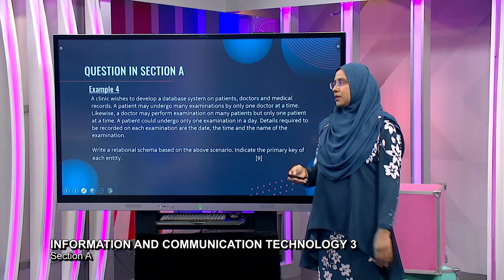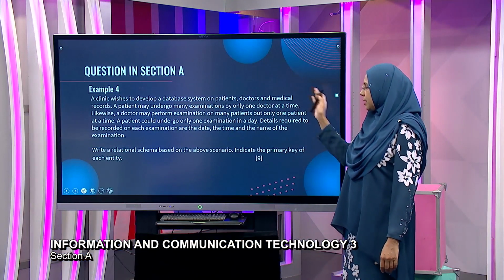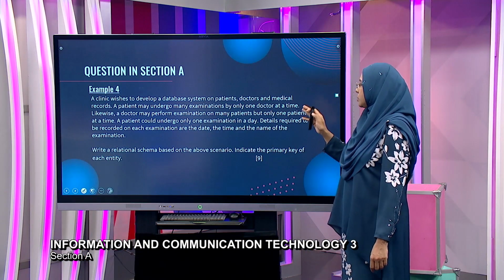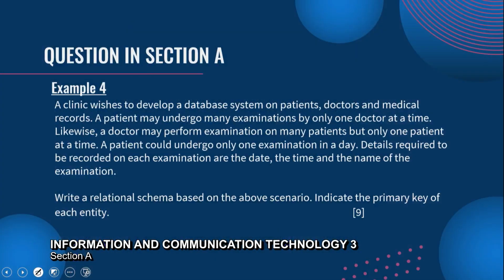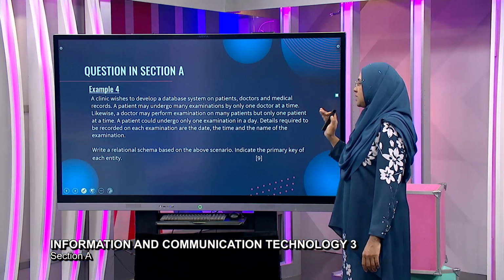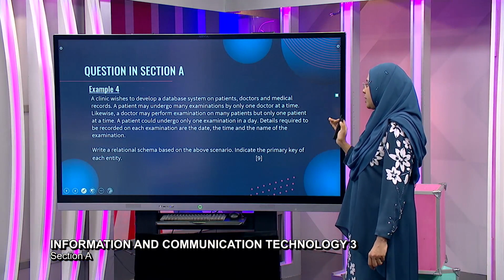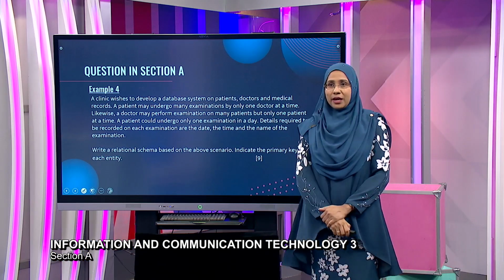Okay, so we proceed with example 4. So this one, again, a scenario is given. A clinic wishes to develop database system on patient and so on. Doctor and medical report. A patient may undergo many examinations by only one doctor at a time. Likely, a doctor may perform examination on many patients, but only one patient will be recorded on each examination, the date, the time, and the name of the examination. So when you read, maybe it looks confusing. So many things inside. Don't worry. Write a relational schema based on above scenario. Indicate the primary key of each entity. Marks given 9. A lot.